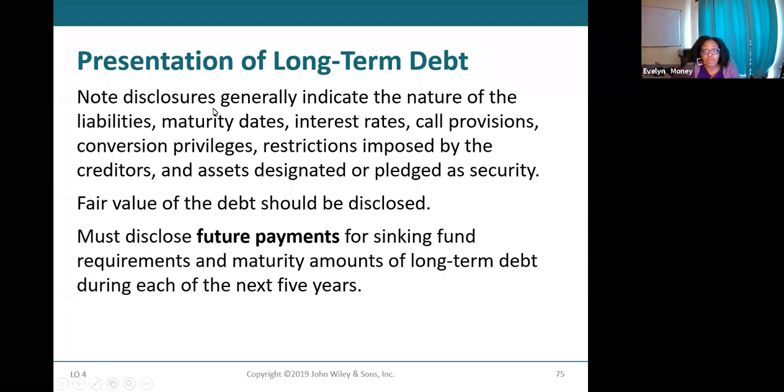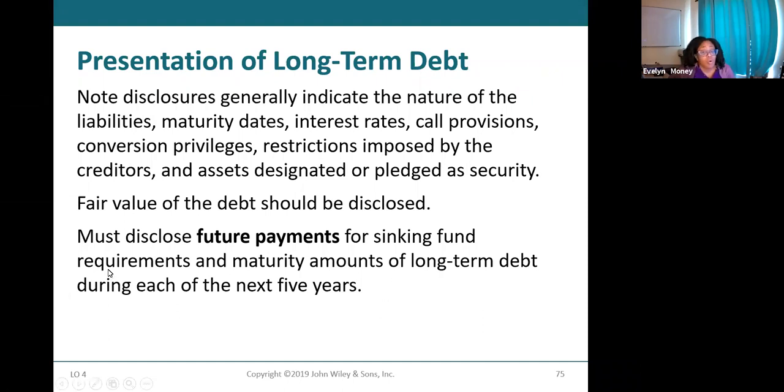Now, other things that should be disclosed as far as it relates to long-term debt: maturity dates, the type of liabilities that we're dealing with, any interest rates, if there are call provisions or call premiums, whether we can convert the debt into stock, any restrictions, any collateral. All those things have to be disclosed. In addition, even if we're not using the fair value method, we still need to disclose the fair value of the debt, because if that fair value is a whole lot more than what is on the balance sheet, or a whole lot less, either way, the investor needs to know that.